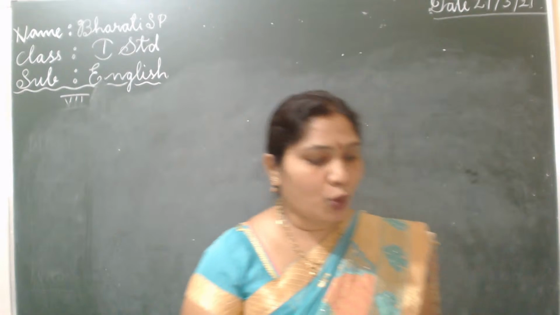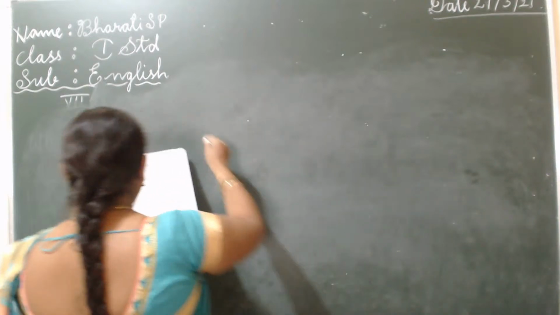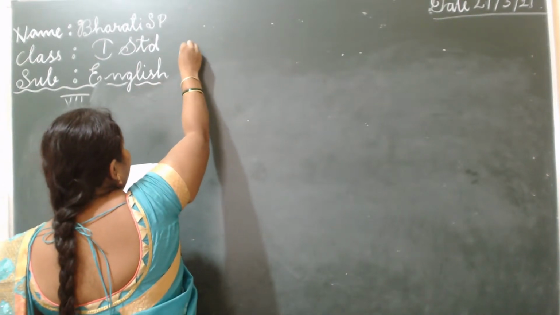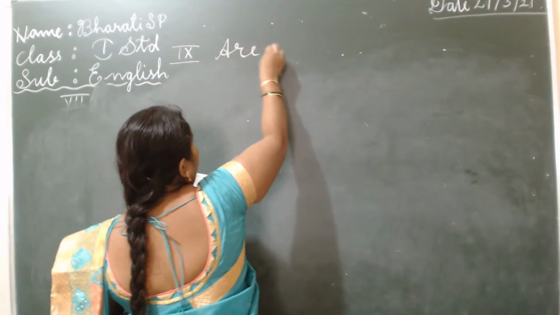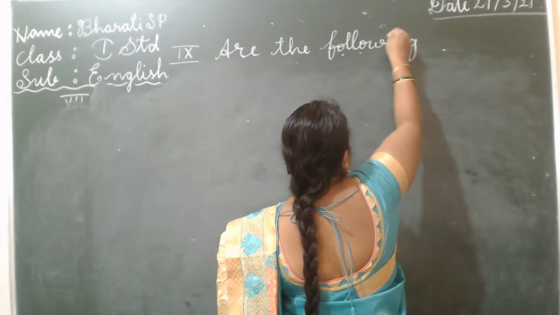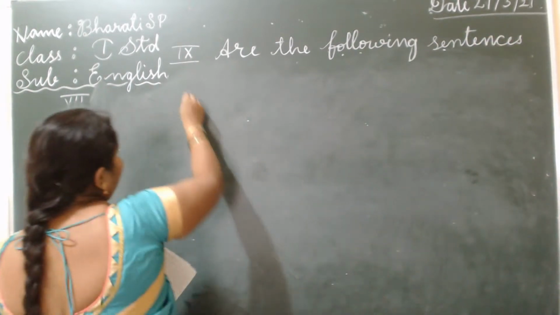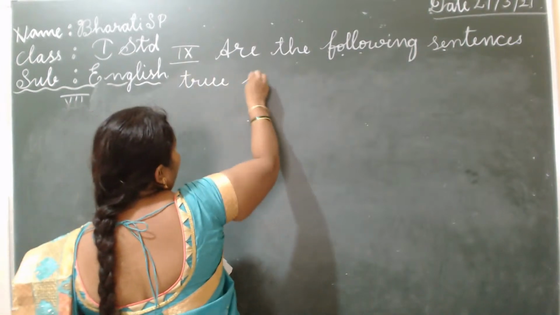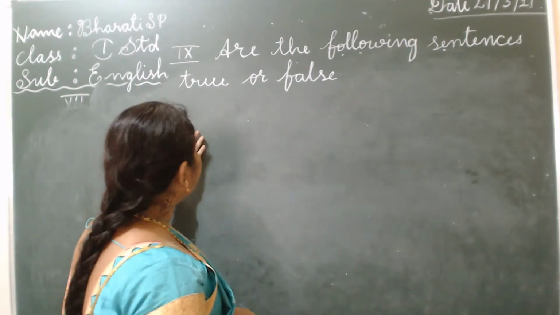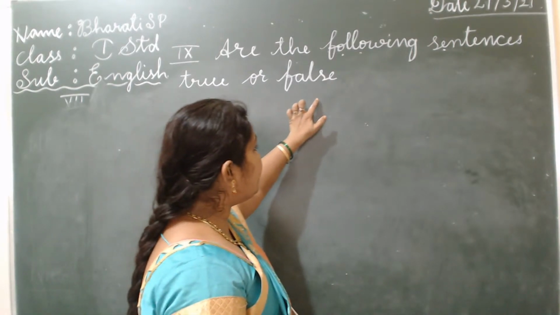See here children. Now go on to the next bit, that is, are the following sentences true or false? Which bit are we going to learn? That is bit number 9. Are the following sentences true or false? Many students make mistakes by writing the spelling of true and false. See here, T-R-U-E true, F-A-L-S-E false.